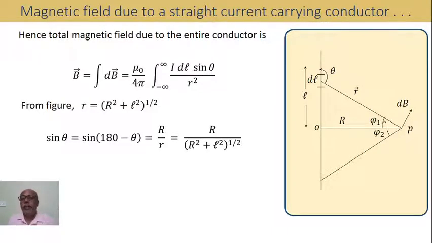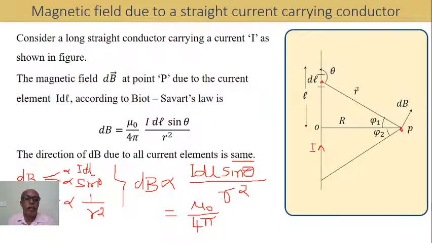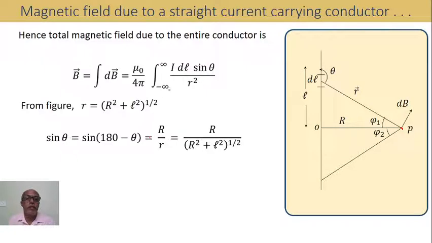Therefore, in order to find the total magnetic field at point P due to the entire length of the conductor, we integrate this relation with the limits of integration minus infinity to plus infinity, which is the length of the conductor. B is the total magnetic field obtained after integrating dB over the entire length, which is mu naught by 4 pi into the integral from minus infinity to plus infinity of I dl sine theta by r square.